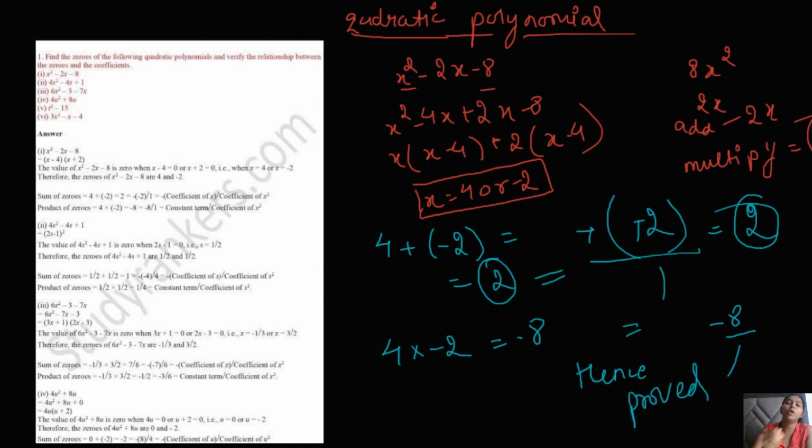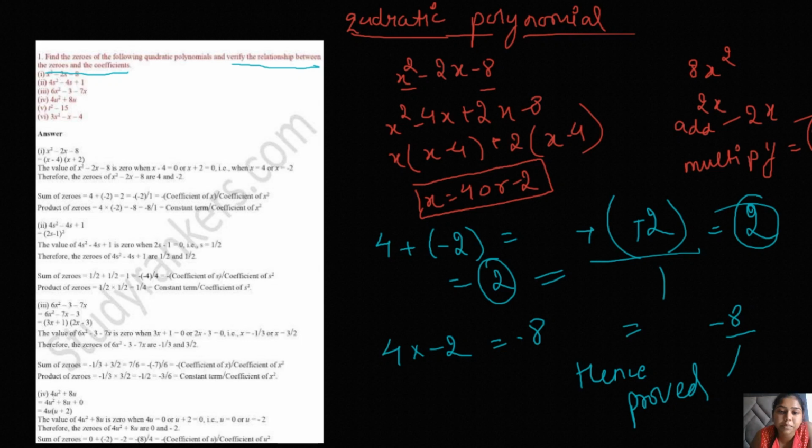This is all you have to do in these questions. These are very easy. You already know how to find the zeros of a polynomial, but here the addition we have done is to verify the relation between the zeros and coefficients. So you just have to add them or multiply them, and prove that they are equal to minus b by a or c by a respectively. Let's take another example too.